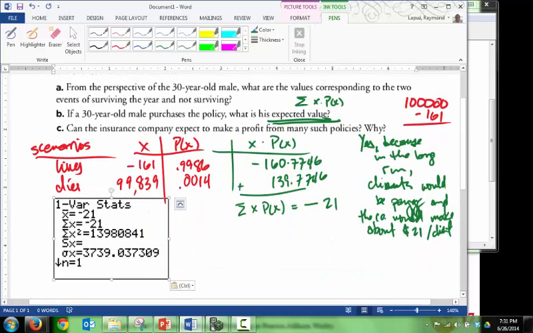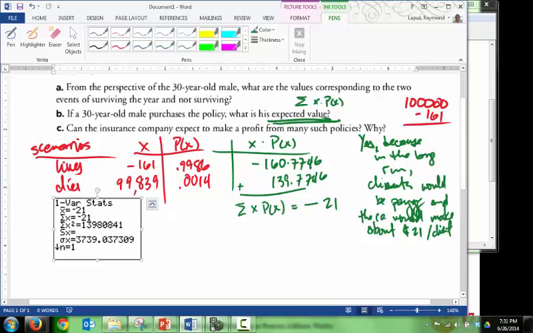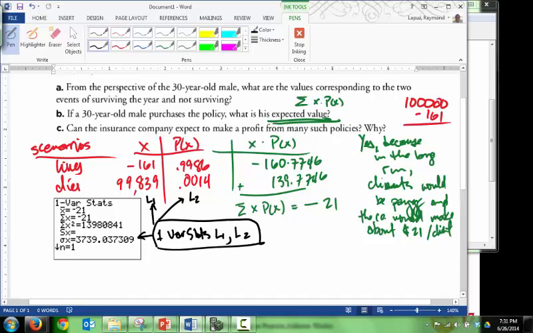In any case, we got this by putting this into L1 and L2, one var stats L1, comma L2. And then that negative $21 that we got is the mean, and then the sigma, the standard deviation, this is in dollars, it's 3,739. Okay, we good with this example?